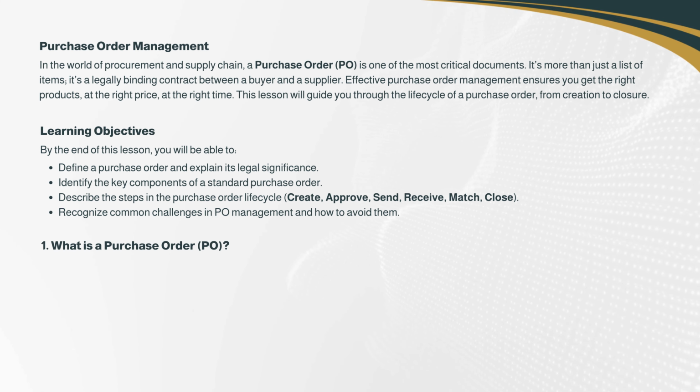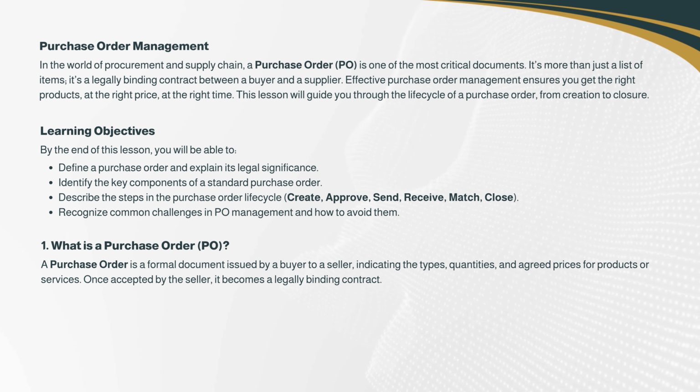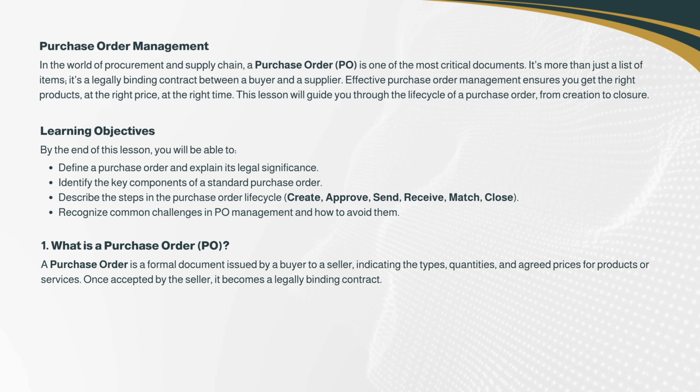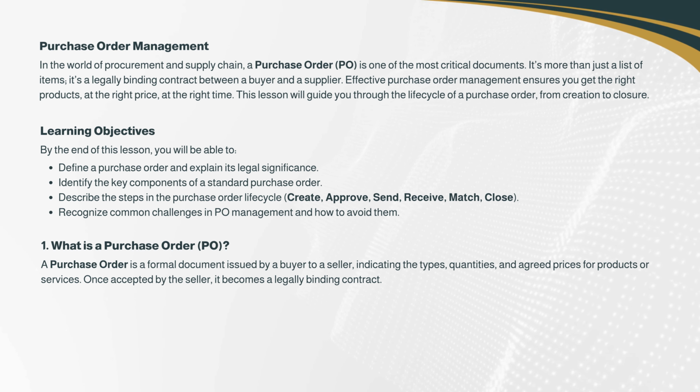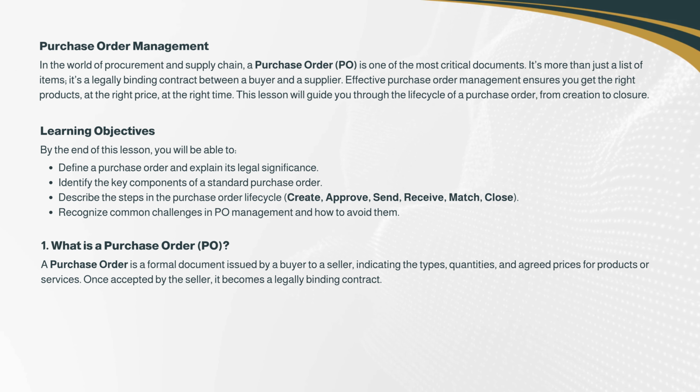1. What is a purchase order, or PO? A purchase order is a formal document issued by a buyer to a seller, indicating the types, quantities, and agreed prices for products or services. Once accepted by the seller, it becomes a legally binding contract.